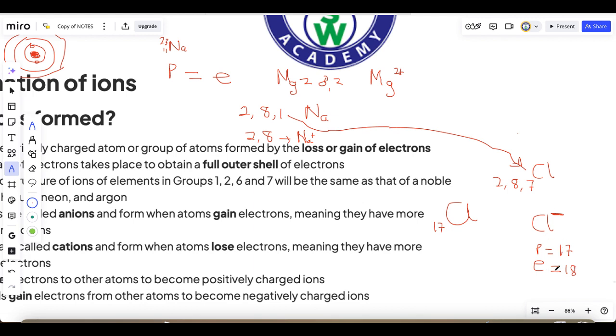Why is it negative? Electron means negative charge. So when you have more electrons, you become negatively charged.